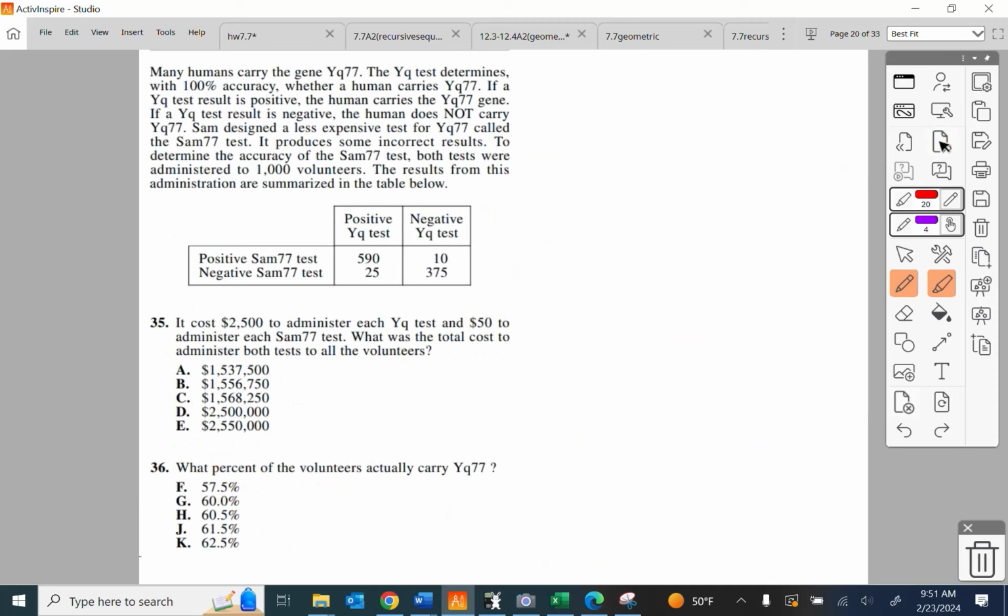All right, many humans carry the gene YQ77. The YQ, I have no idea what it does. The YQ test determines with 100% accuracy whether a human contains it or not. If a YQ test is positive, the human carries the YQ77 gene. If a YQ test result is negative, the human does not carry the YQ77 gene. Sam designed a less expensive test for YQ77 called the SAM77 test. It produces some incorrect results. To determine the accuracy of the SAM77 test, both tests were administered to 1,000 volunteers. The results are summarized in the table below.